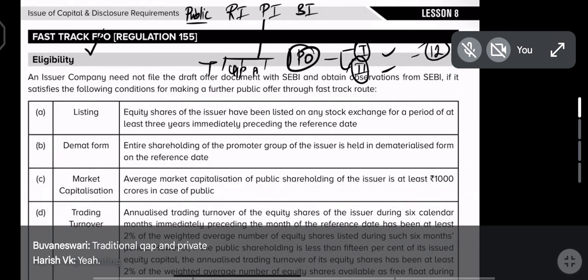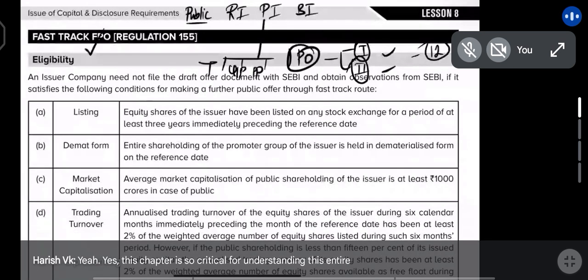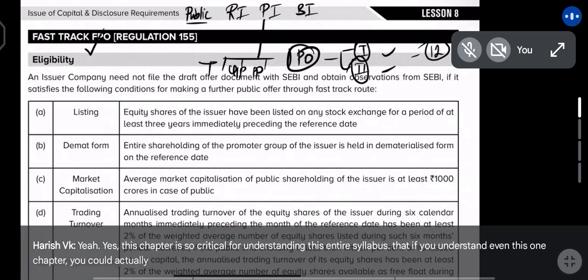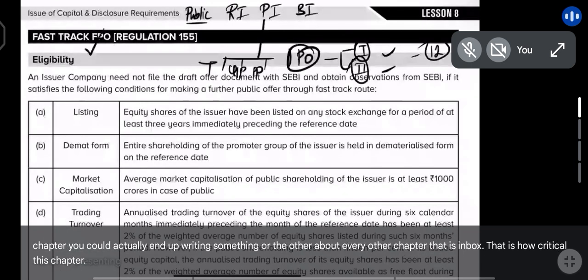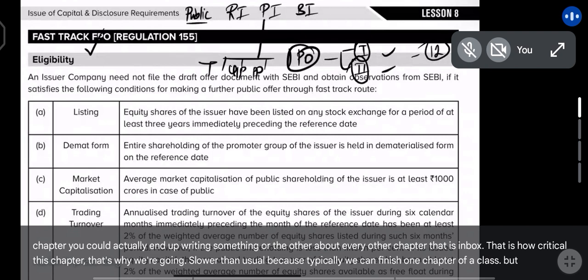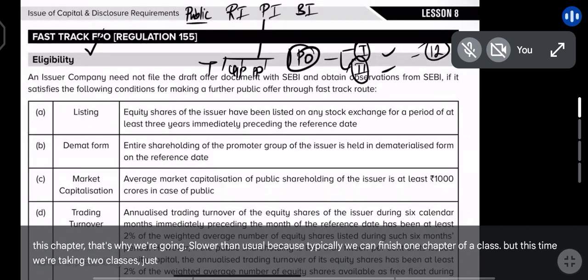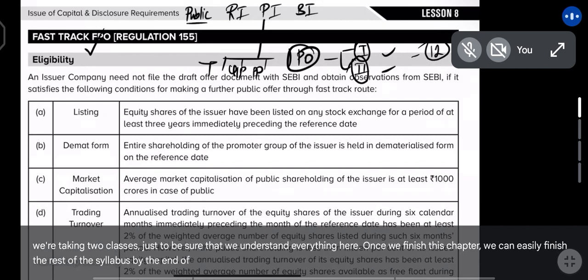Yes, this chapter is so critical for understanding this entire syllabus that if you understand even this one chapter, you could actually end up writing something or the other about every other chapter that is involved. That is how critical this chapter is. That's why we're going slower than usual, because typically we can finish 1 chapter per class. But this time we're taking 2 classes just to be sure that we understand everything clearly. Once we finish these chapters, we can easily finish the rest of the syllabus by the end of October.